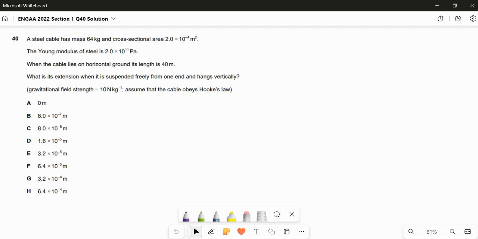So this is the most difficult question on ENGAA 2022, Section 1. A steel cable has mass 64 kilograms and cross-section area 2 times 10 to the minus 4 meters squared. Young modulus of steel is 2 times 10 to the 11 Pascal. When the cable lies on horizontal ground, its length is 40 meters. That's 40 meters.